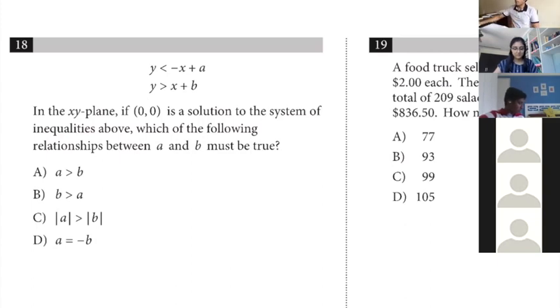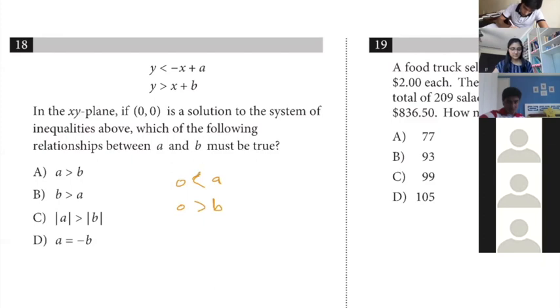All right, 4, 3, 2, 1, and pull. Great. Thank you so much. So what this looks like is if you plug in 0, 0, the first equation becomes 0 is less than A. The second equation becomes 0 is greater than B. Okay.